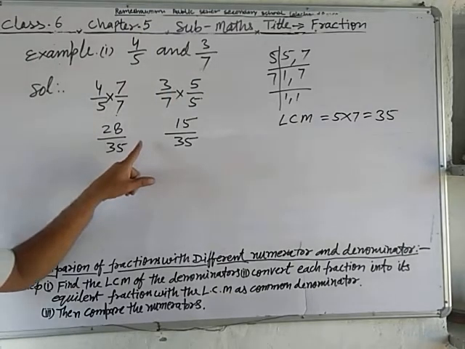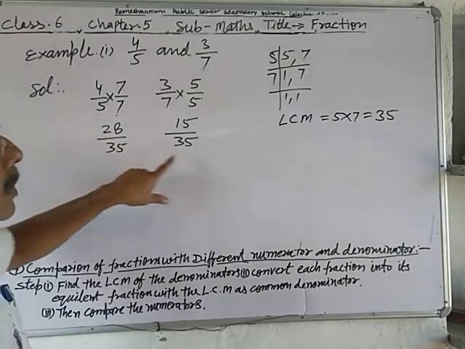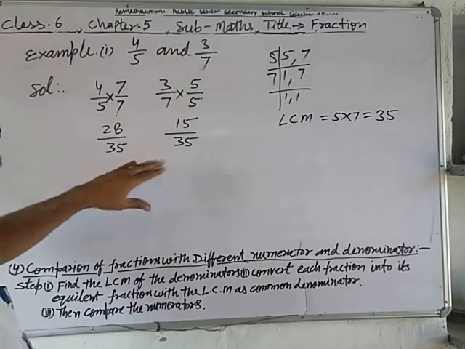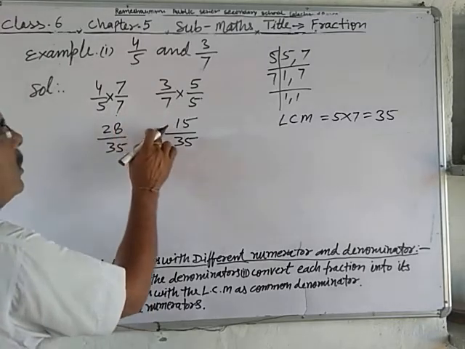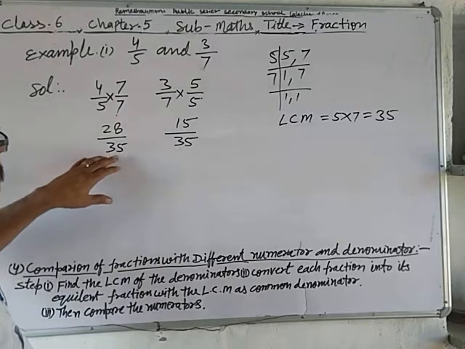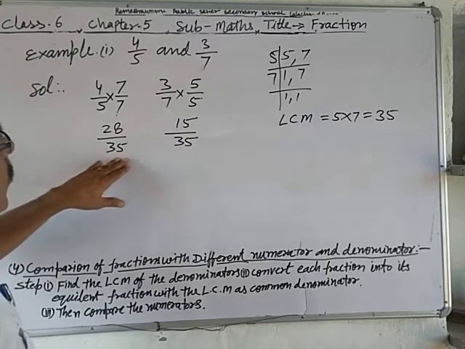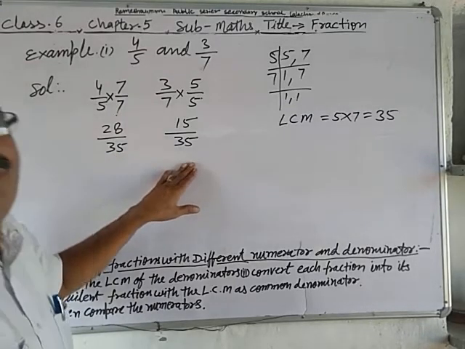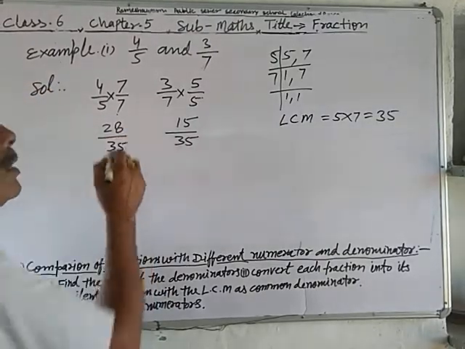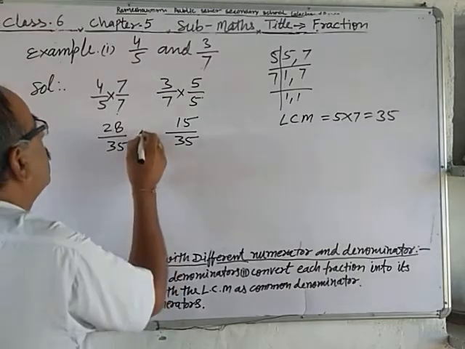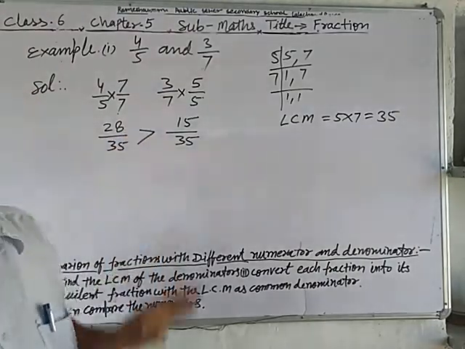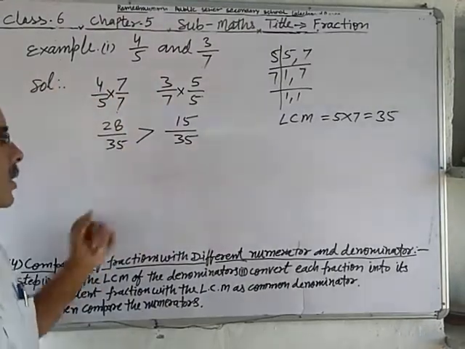Now compare. The denominator is the same, so compare with the numerator. If the denominator is the same, then compare the numerators. The greater numerator is the greater fraction. So 28 upon 35 is greater than 15 upon 35.